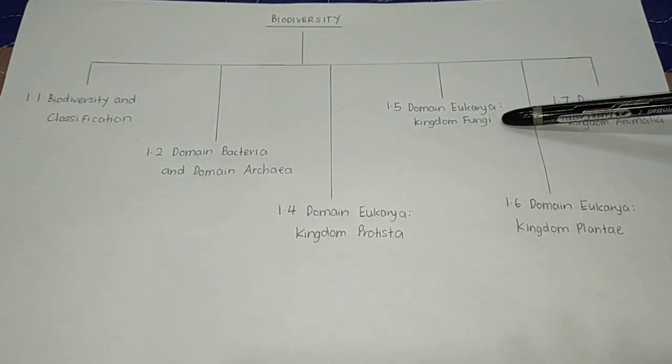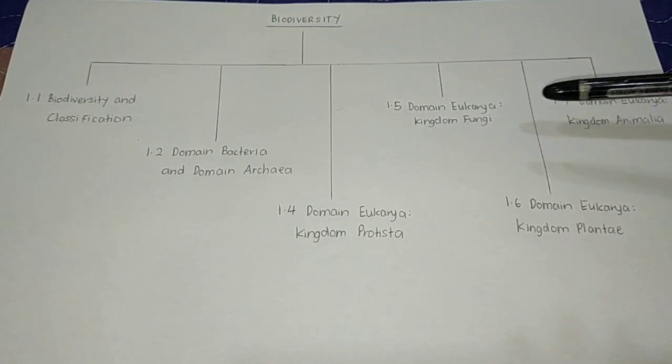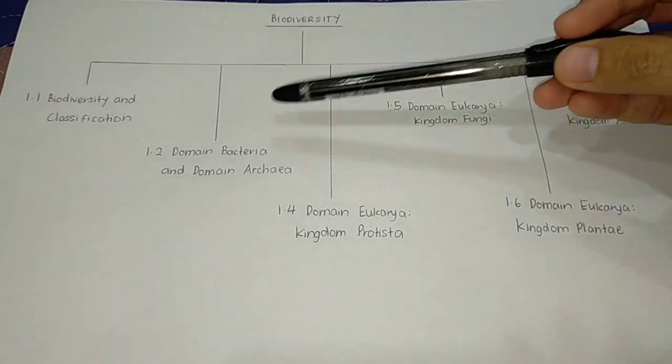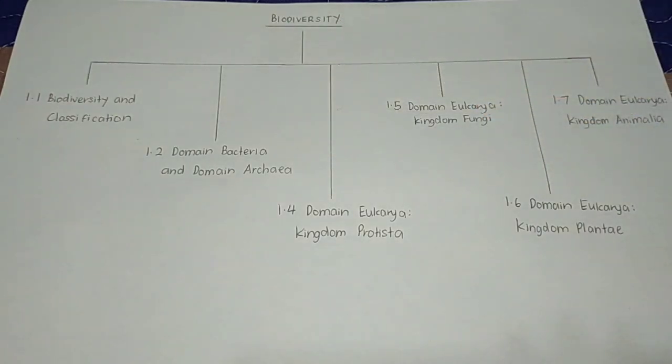Okay, and then 1.5 is domain eukarya, which is kingdom fungi. 1.6 domain eukarya, kingdom plantae, and the last one subtopic 1.7, which are domain eukarya, kingdom animalia. Okay, so first of all, we look at subtopic 1.1, biodiversity and classification.